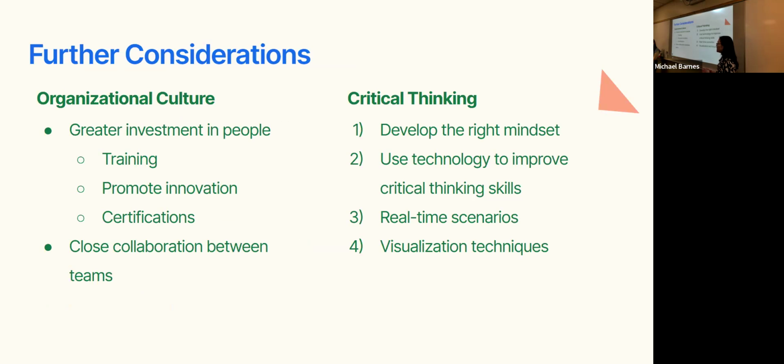For example, doing a lot of extensive training in data usage, as well as promoting innovation and really celebrating successes with this data. And then also, as Hannah mentioned, trying to get their employees certified in data. And then also there's going to be a close collaboration between teams. This is already emphasized in a lot of companies, but with all of the AI, there's going to be a lot of emphasis on open communication between all channels.